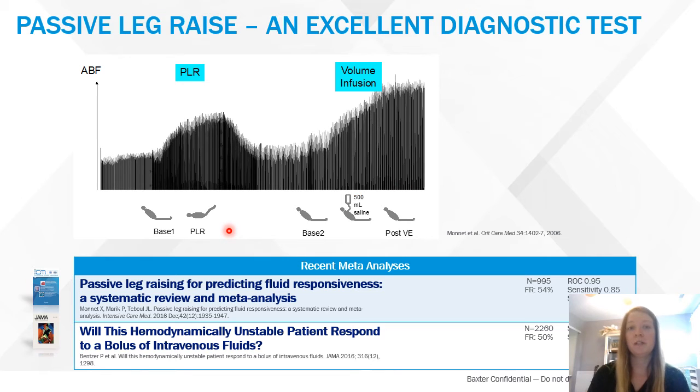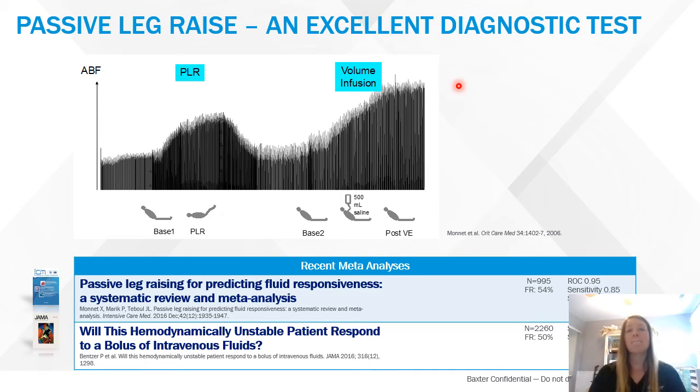Now, what we did is we laid this patient back up. All that blood that was in their chest cavity is now going back to their calves, and we decide to give them a 500 cc bolus. And while infusing that 500 cc bolus, we see that the stroke volume has increased. So again, this patient in this scenario is fluid responsive.